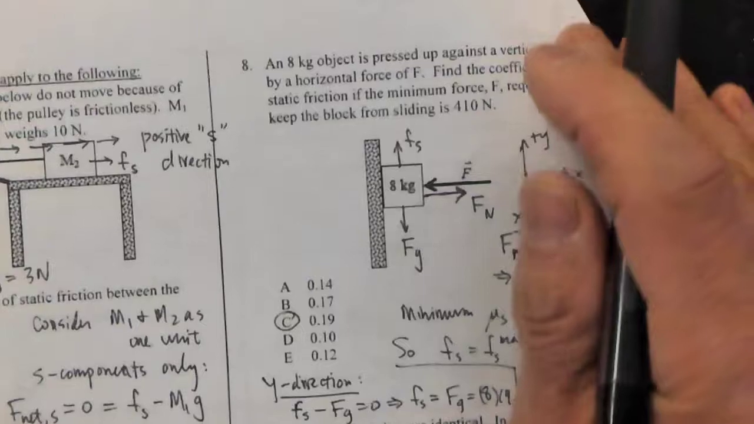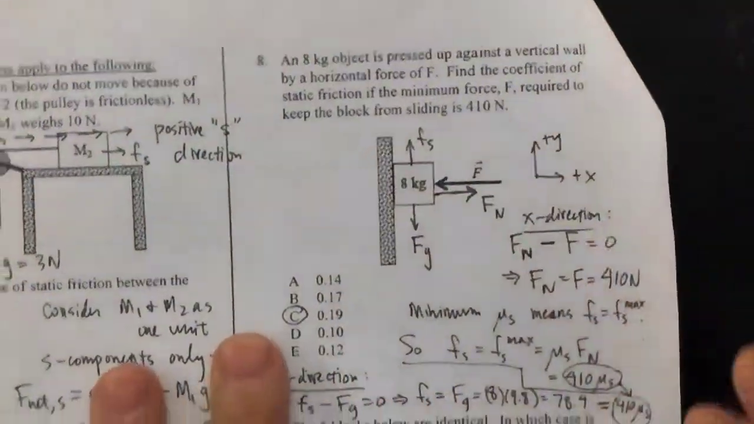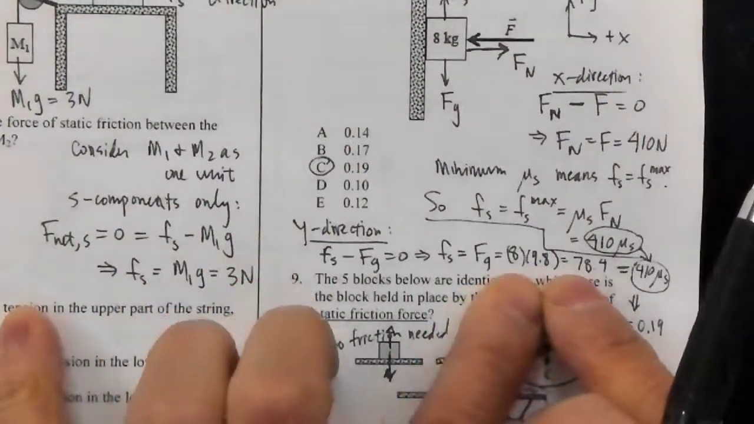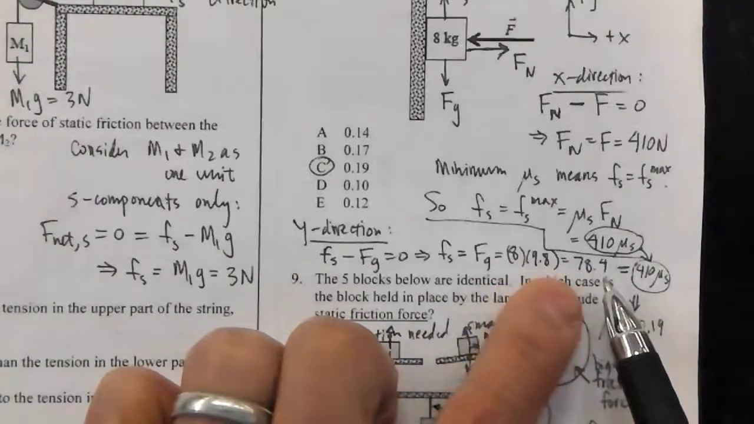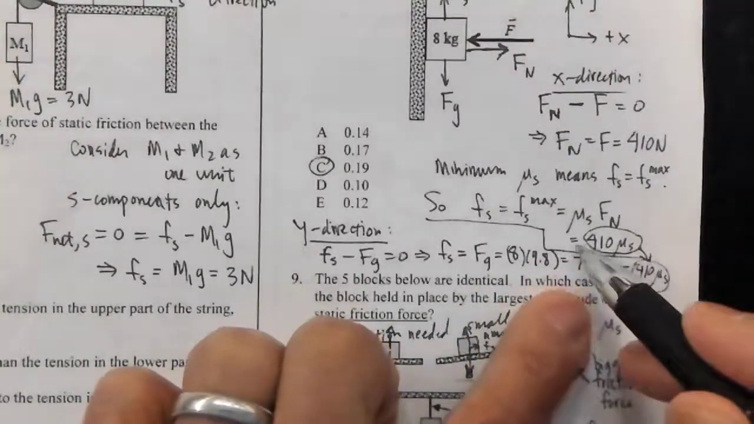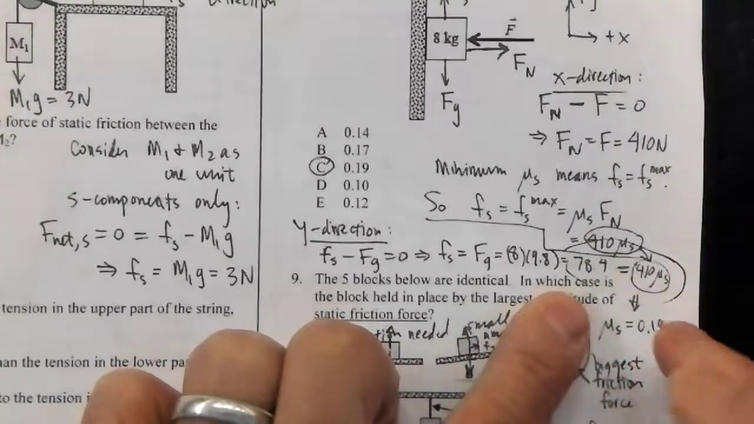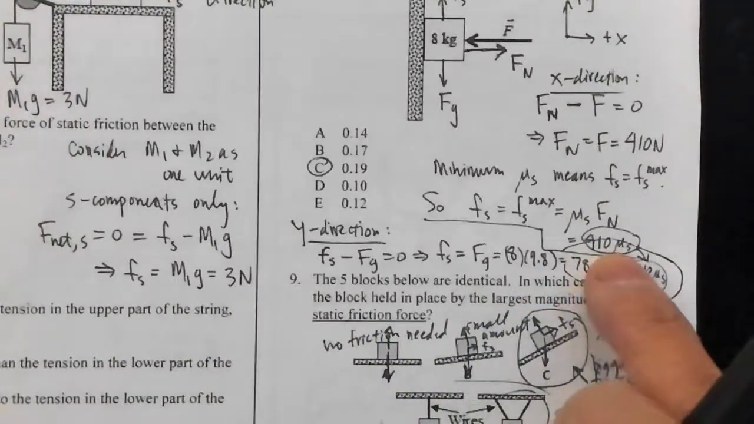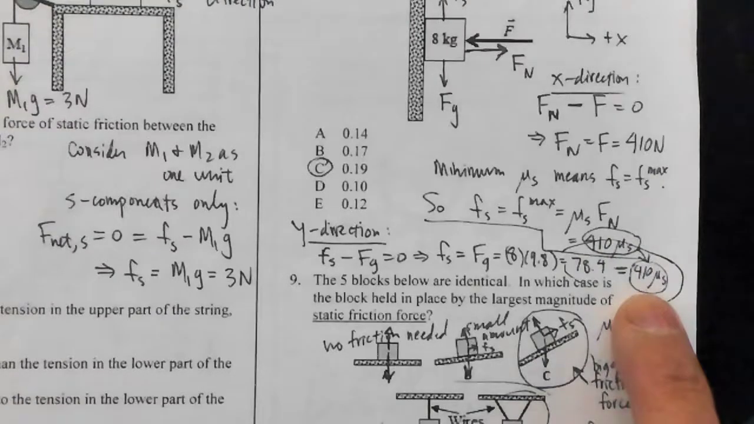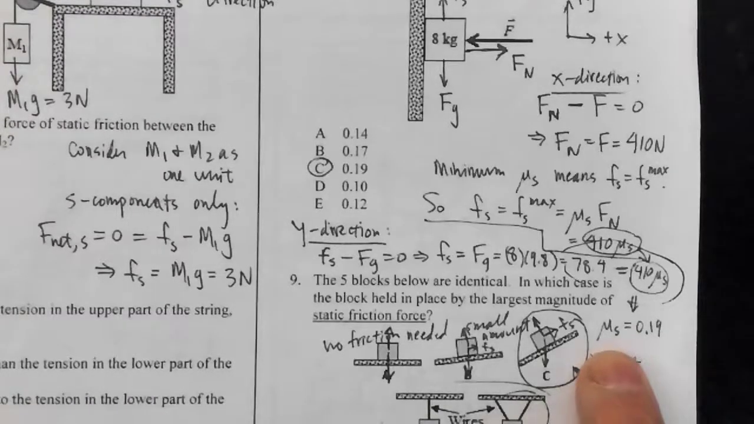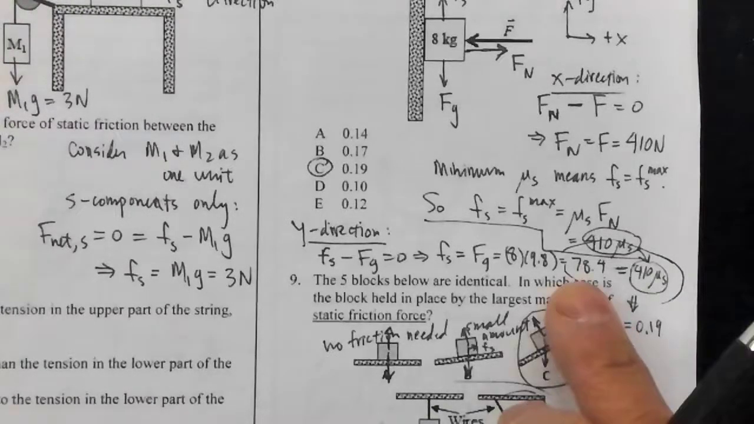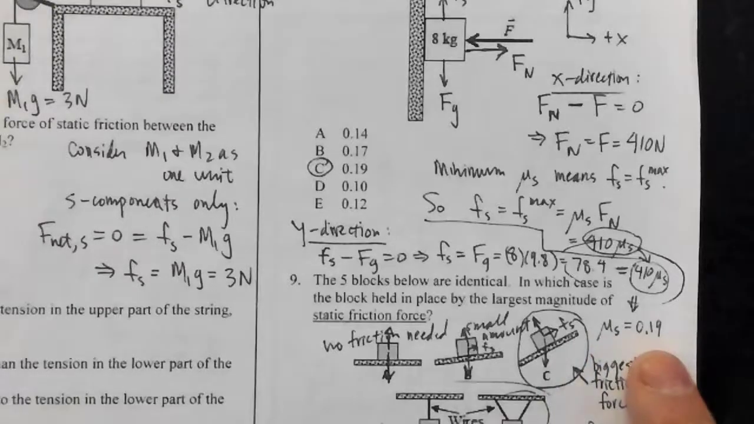The mass is 8 kilograms, so it's 8 times 9.8 for small g, which is 78.4. So we have to have that 78.4 is equal to this static friction force, which is 410 times the coefficient of static friction. And that allows us to solve for this coefficient of static friction. It's 78.4 divided by 410, which comes out to 0.19.